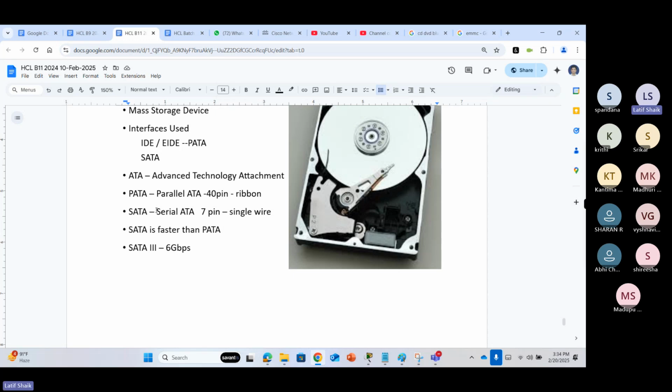The next type of interface is SATA. The SATA interface is a 7-pin connector, a single-wire type of thing. Okay, it is faster than PATA. SATA is faster than PATA.